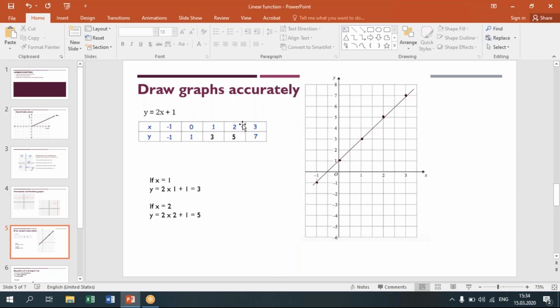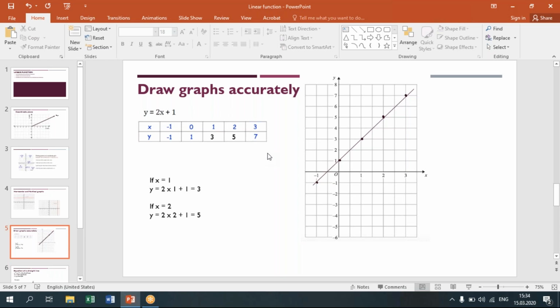If x is equal to 2, instead of x will be 2. 2 times 2 is 4, plus 1 is 5. Instead of y, the value for y will be 5. And for x equal to 3, the same thing: 2 times 3 will be 6, plus 1 is 7.